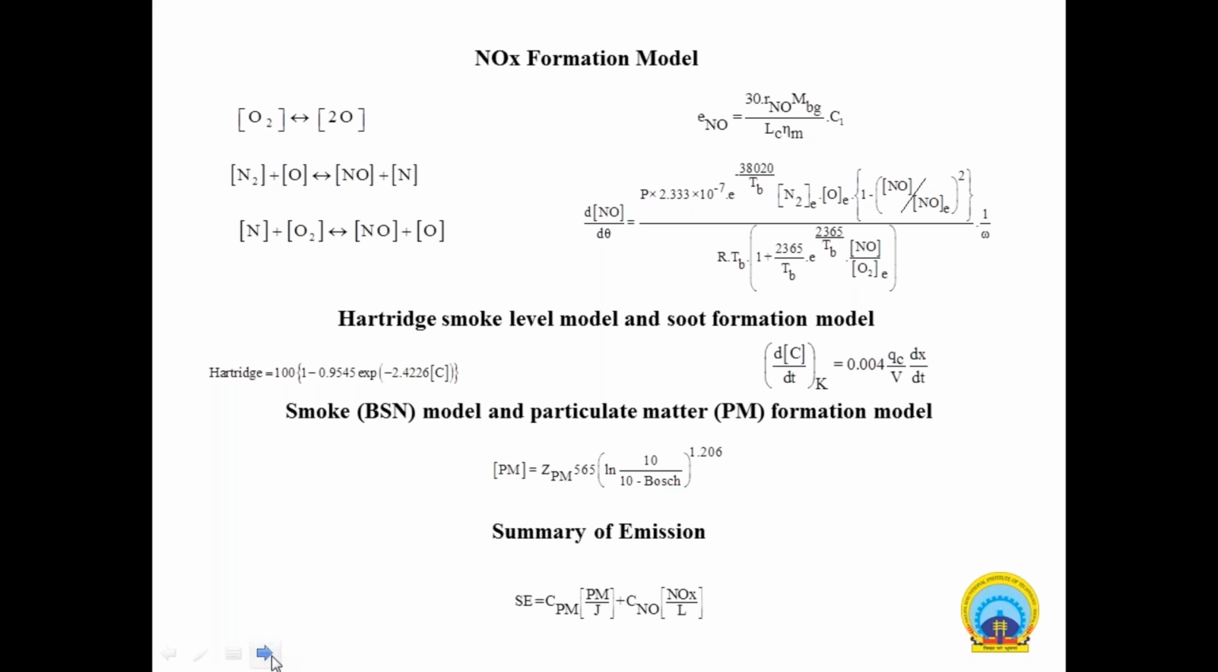Then last is the summary of emission. In this, the most important emission parameter is the summary of emission. It is given by this equation, and in this equation, this constant J equals 0.15 and L equals 7. So a lot of nomenclature is required for these equations. Next.